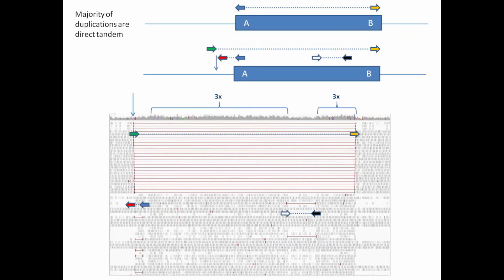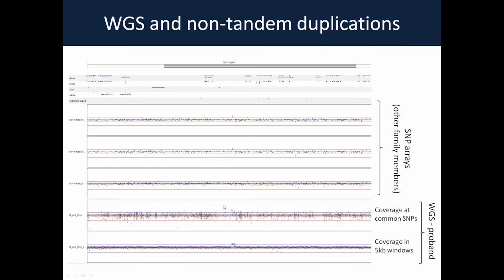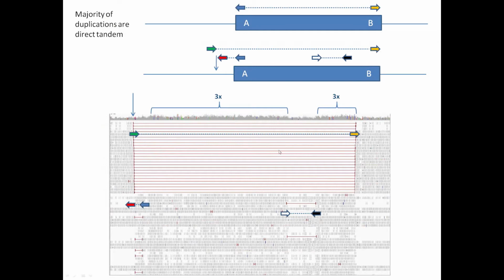But this was interesting. The reason I'm showing this is that an advantage of whole genome sequencing is that you can find slightly more complex rearrangements. If you just look at the log R ratio, you think, okay, it's just a duplication, but it doesn't actually tell you where that third copy is. It might be somewhere else, it might be inverted, or it might be a standard direct tandem repeat.